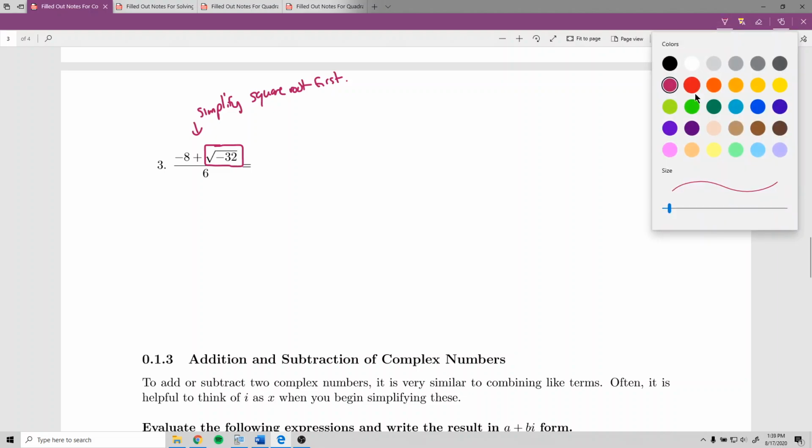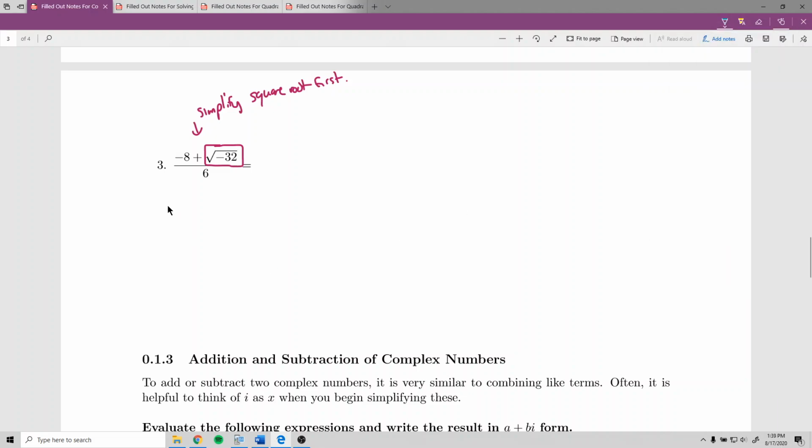And just think about how we did number 1 above. How do we want to simplify that? So I'm going to do this on the side and then plug it back in. Square root of -32, rather. As we mentioned before, the negative comes out as an i. So it's i times the square root of 32.